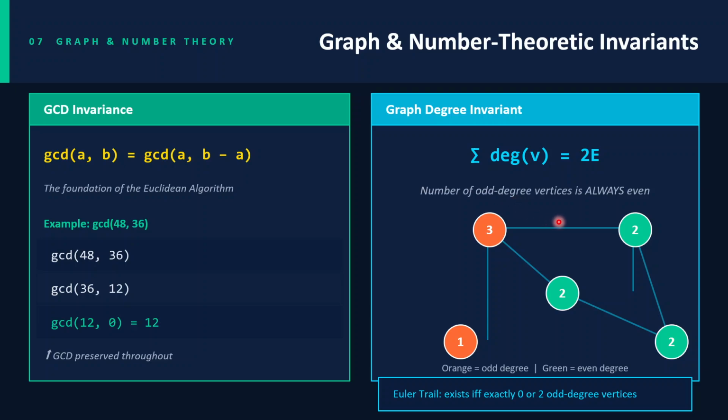Number of odd degree vertices is always even. That's what we saw in yesterday's problem. Go check it out. The 1 to 4 and minus integers. We have odd numbers, but finally we get the sum as even, and that is exactly our invariance. So there are clean steps to find what is the invariance and find if it's invariance or not.